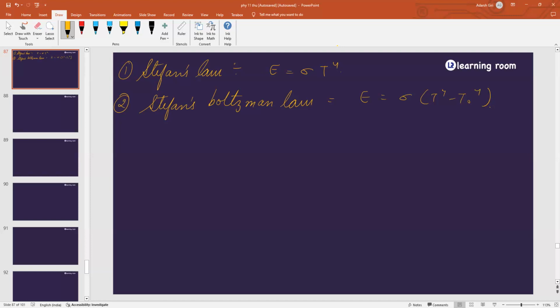Okay. See, there's a black body that can absorb and emit all kinds of radiations, all different types, different frequencies, different wavelengths. If it is at a temperature T, the radiating energy of this black body will be sigma, which is specific to the material of the black body, into T to the power 4. So energy is directly proportional to temperature to the power 4. Now, if the surrounding temperature is T naught and the body temperature is T, then it will be T to the power 4 minus T naught to the power 4. Till here you understood?